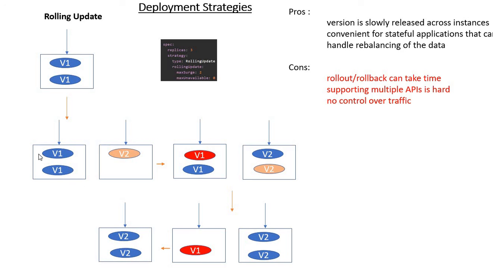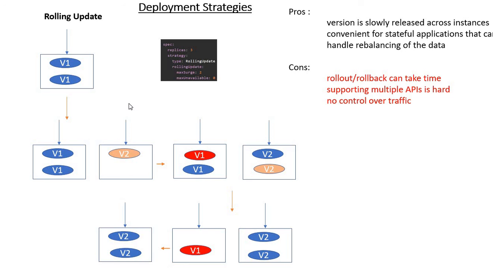This is with max surge of 1 and max unavailable 0, because there is no downtime. Before I kill an old pod, I am making sure the new one is ready to take a request. So the downtime is 0 in this case. That is how to use the rolling update.